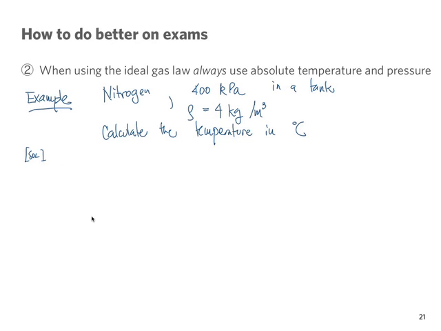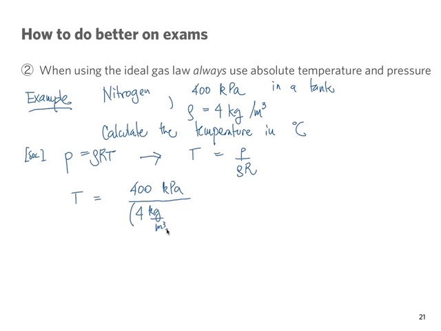And so, P is equal to rho R T. So we are asked for the temperature. We solve for the temperature: T is equal to P divided by rho R. And for the values that we have here, T is equal to 400 kilopascal divided by, we're given density is 4 kilograms divided by cubic meter. Notice I carry all my units, multiplied by R.